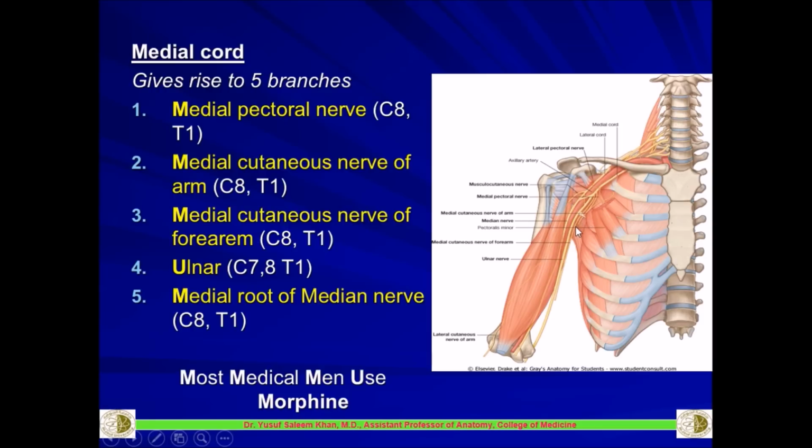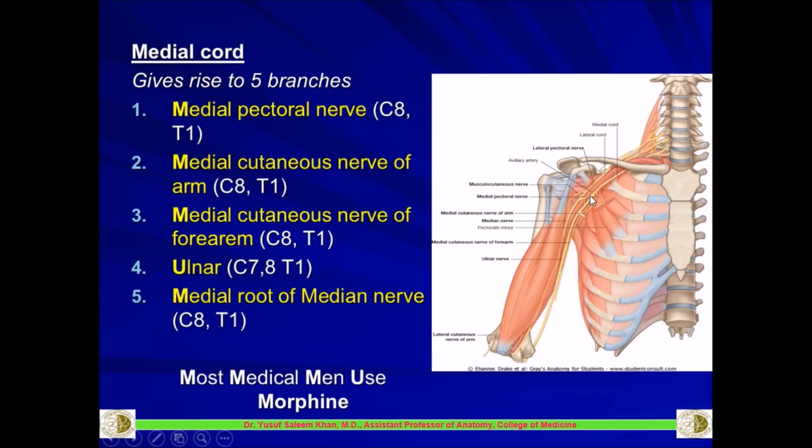Then we have a longer nerve which is also cutaneous. This is called the medial cutaneous nerve of forearm, because it will be supplying a small part of the skin of the forearm. Then we have a long thick nerve which will be running down here behind the elbow. So this is called the ulnar nerve, a very important nerve, which is the nerve of the hand. So this is the ulnar nerve.